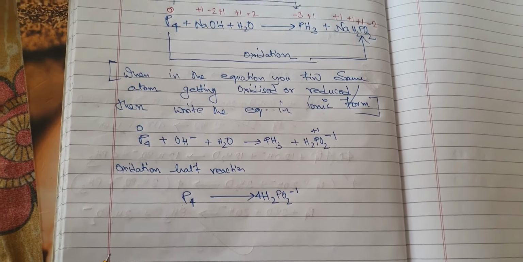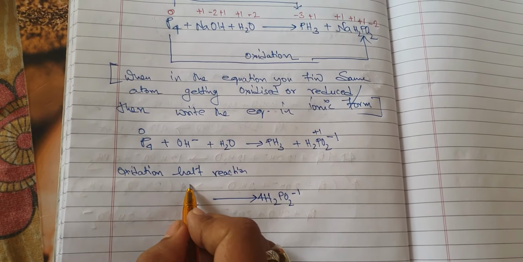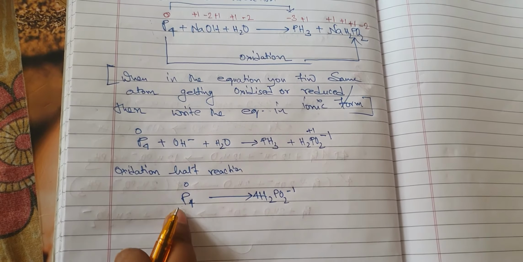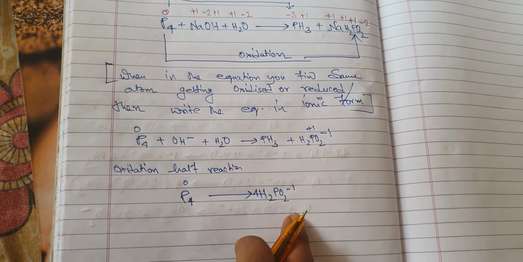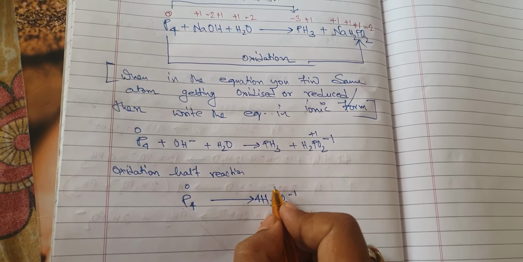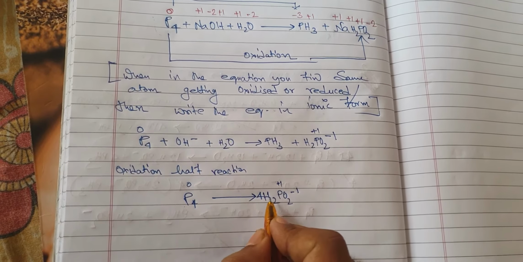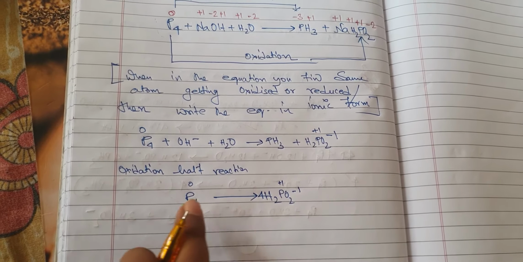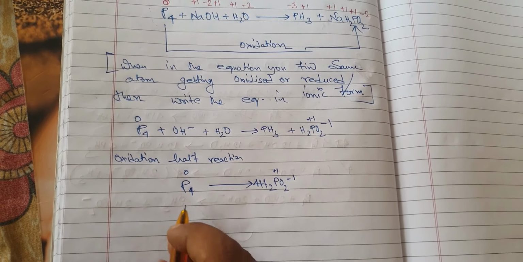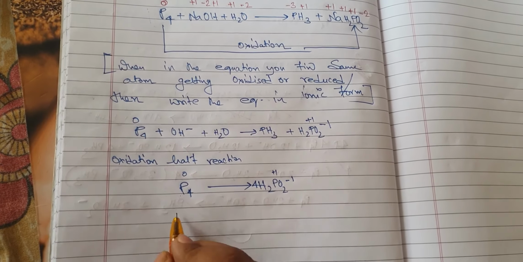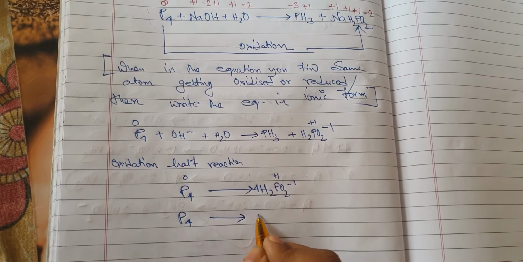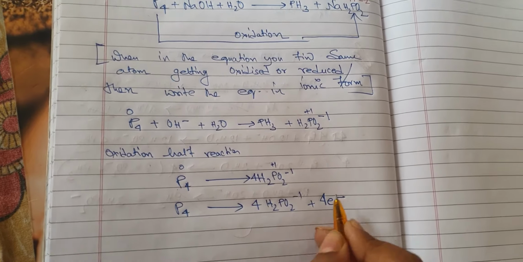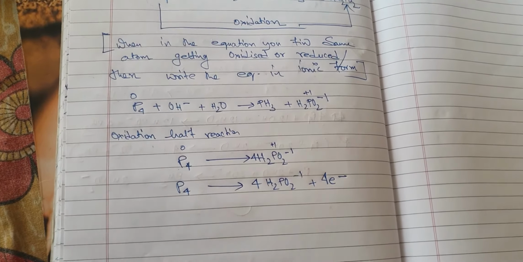Now if P goes from the 0 state into the plus 1 state, sorry, P is plus 1, so it must have released electrons. So 1 P must have released 1 electron, so 4 P's must have released 4 electrons. So releasing electrons means minus 4 electrons, so on this side. So P4 gives 4 H2PO2 minus plus 4 electrons. Okay, I hope that you have understood up to this much.